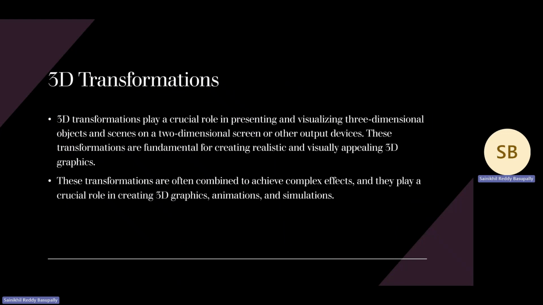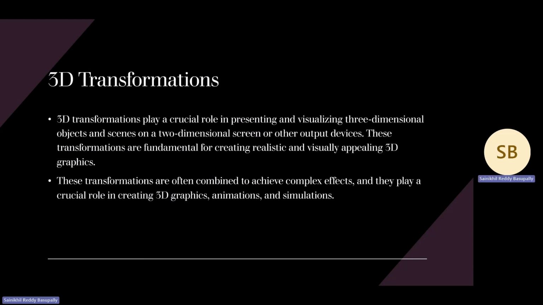Coming to 3D transformation. 3D transformation is the process of manipulating the view of a 3D object with respect to its original position by modifying its physical attributes through various methods of transformations like translation, scaling, rotation, and shear.